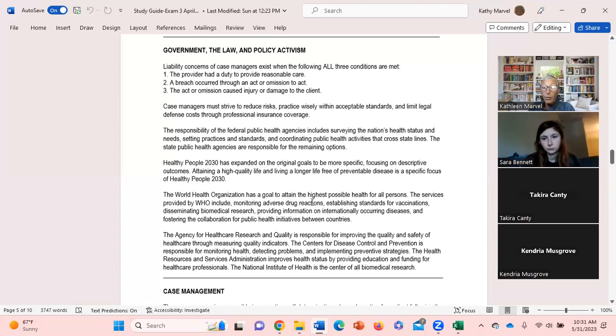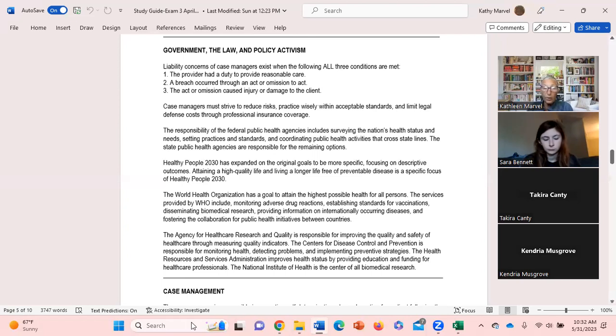They monitor for adverse drug reactions, establish standards for vaccinations, disseminate biomedical research, provide information on internationally occurring diseases, and foster collaboration for public health initiatives between countries. So you do need to have an understanding of the services that they provide and offer.